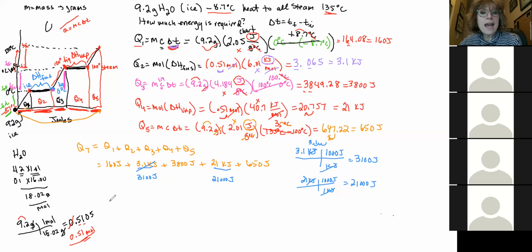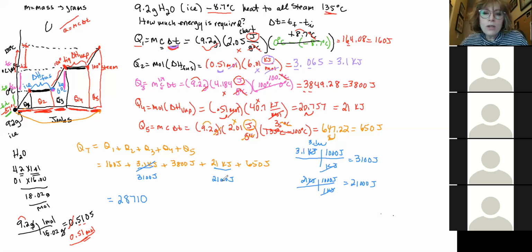Now all I've got to do is add all these things together. 160 plus 3,100 plus 3,800 plus 21,000 plus 650. It will be a big number, 28,710. And significant figures. You remember when you're adding, you look at precision.